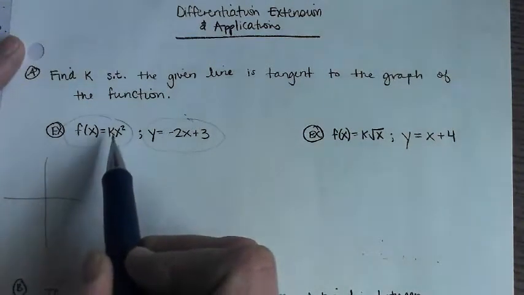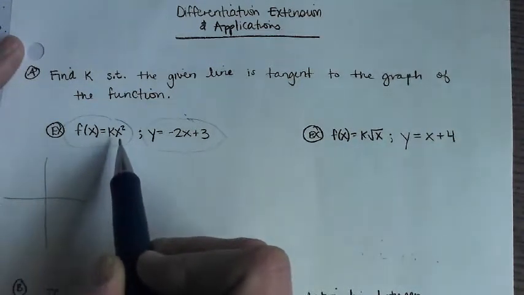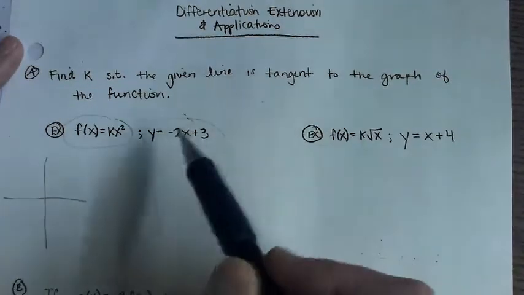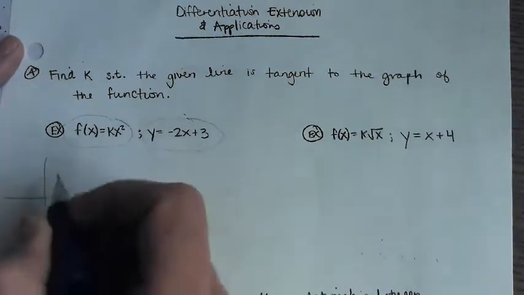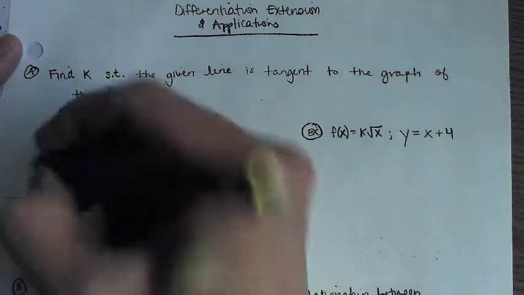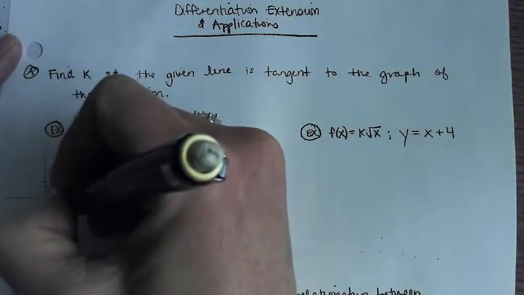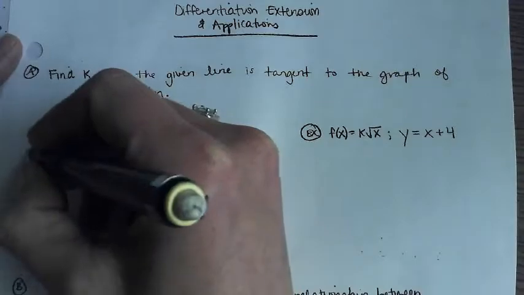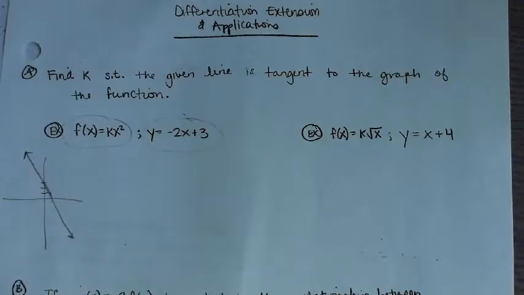that's been vertically stretched or compressed, maybe flipped, we don't know. We do know that this tangent line is approximately like this. So we want to find what k would need to be in order for that line to be tangent to our graph, yes? Thoughts? Jaylen?